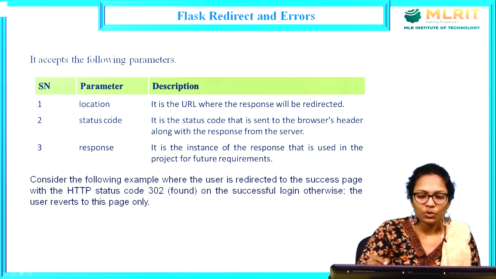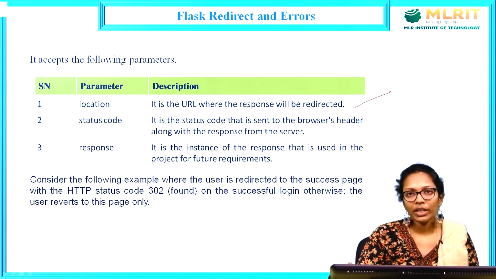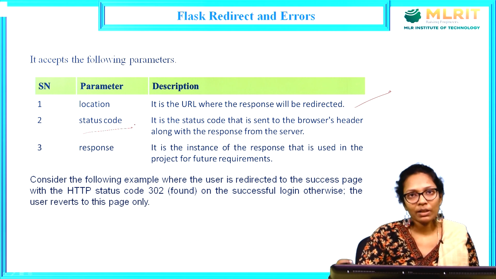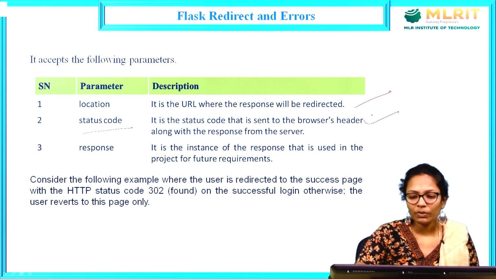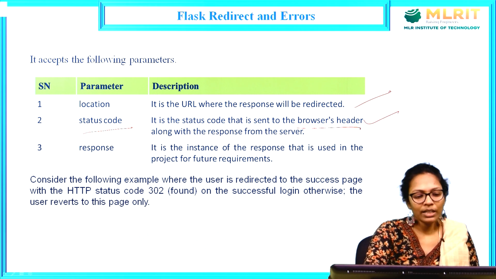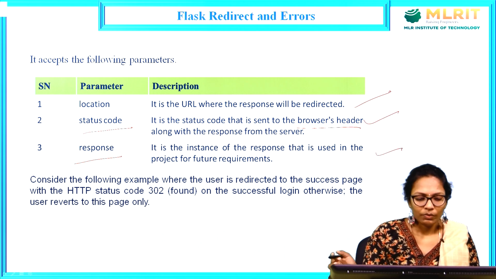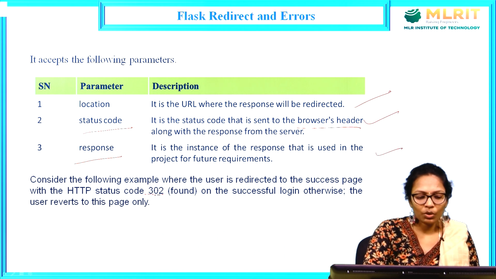Location is nothing but the URL where it wants to redirect. Status code: for each and every response, there will be some HTTP status code, which we can see in the browser's header. And the response: what is the future response you want to generate here? For example, we have a status code called 302. 302 means found.